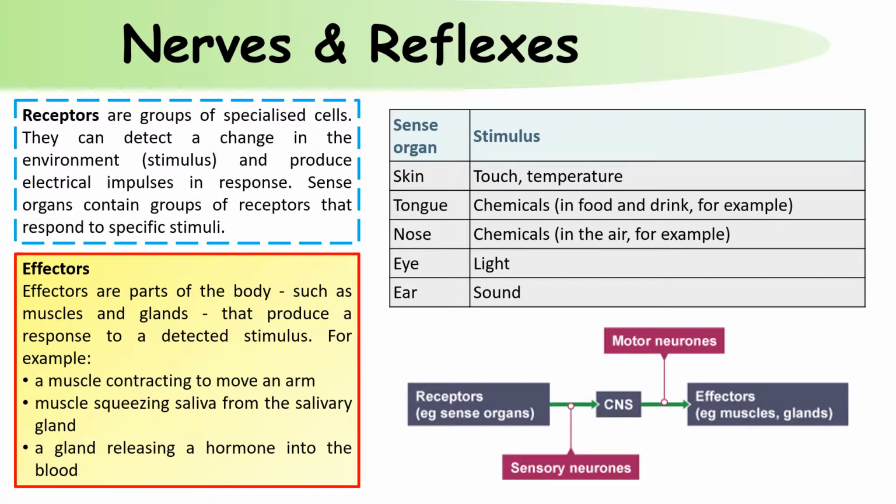So, the structure of the nervous system goes from receptors down sensory neurons to the central nervous system. From the central nervous system through motor neurons to effectors such as muscles and glands.